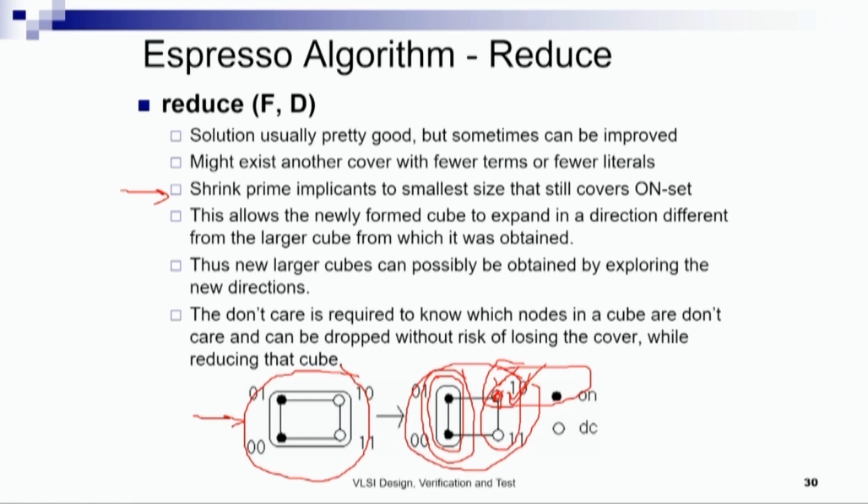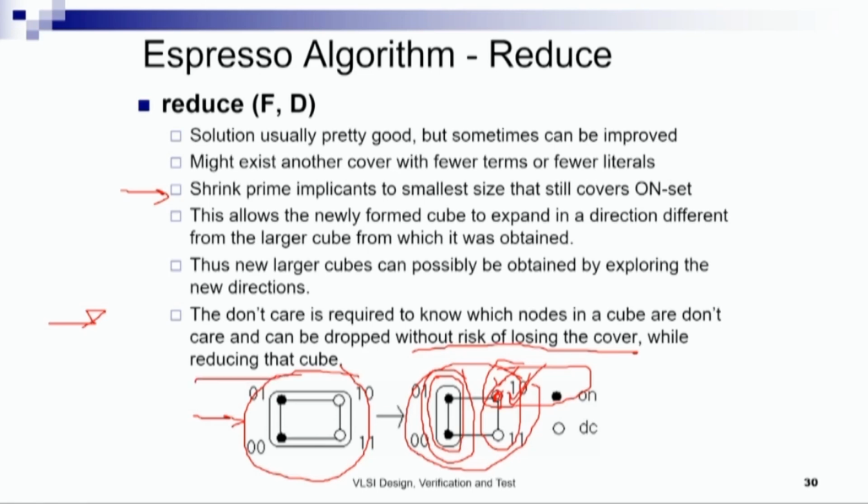This allows the newly formed cube to expand in a direction different from the larger cube from which it was obtained. Now, after I have reduced this, I can possibly expand in a different direction. To allow this, I do the reduction step. Thus, new larger cubes can possibly be obtained by exploring in new directions. Why have we used the don't cares? Don't cares are required to know which nodes in the cube can be dropped without the least risk of losing the cover while reducing that cube.